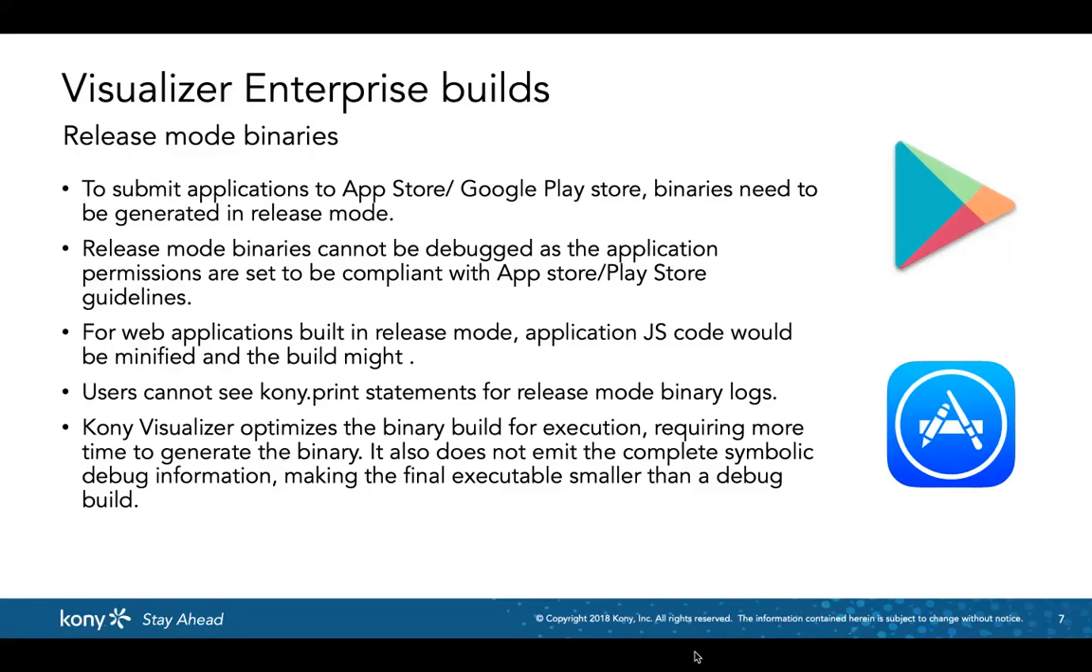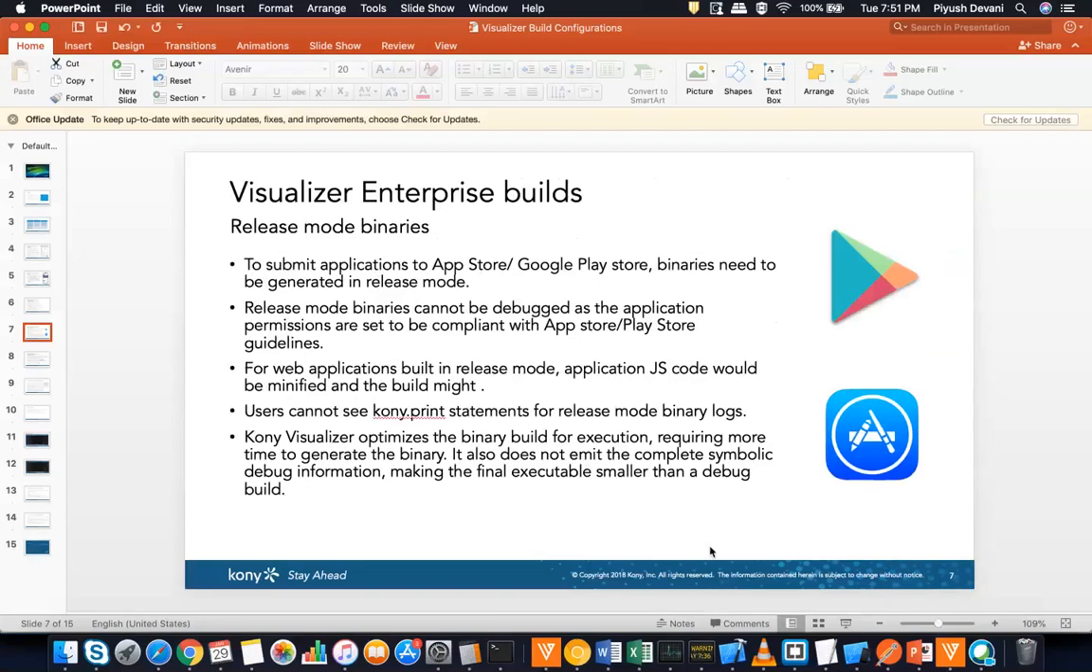like Kony.print statements, if you have used them in your code, which generally show statements in the logs, would not be printed for release mode binaries. And Kony Visualizer optimizes the final binary build for release mode, and it takes a slightly higher time to generate the binary, and it does not emit any symbolic debug information, and it will be smaller in size than a debug binary due to the minification of code and removing some of the capabilities.